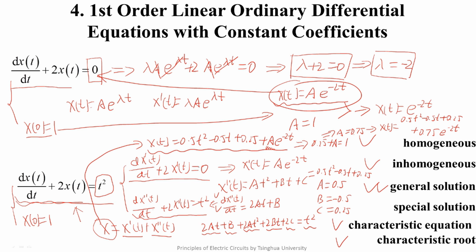It should be noted that in the final solution, x prime t is called the general solution, and x double prime t is called a special solution. Here we use two practical equations as examples to briefly introduce the solving process of ordinary differential equations with constant coefficients. If you are interested in this part, you can refer to textbooks about differential equations or calculus. The contents discussed above are enough for the study of dynamic circuits.